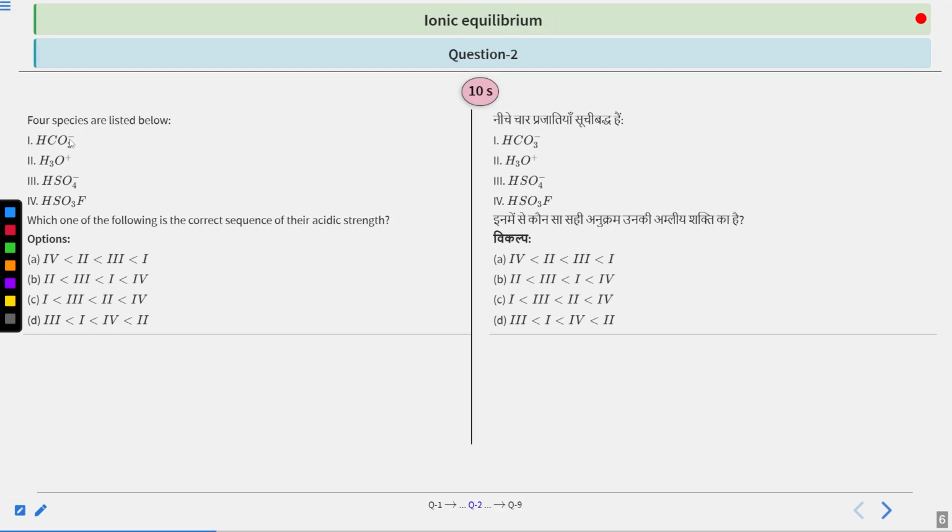Next question. Four species are listed below. First is HCO3 minus, second is H3O plus, third is HSO4 minus, and fourth is HSO3F. Which one of the following is the correct sequence of their acidic strength? Option A, 4 is less than 2 is less than 3 is less than 1. Option B, 2 is less than 3, 3 is less than 1, 1 is less than 4. Option C, 1 is less than 3, 3 is less than 2, and 2 is less than 4. Option D, 3 is less than 1, 1 is less than 4, and 4 is less than 2. Your time to solve this question starts now.